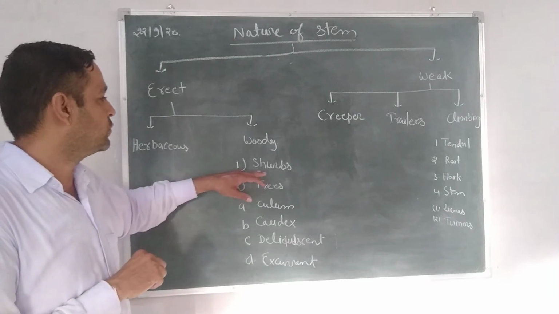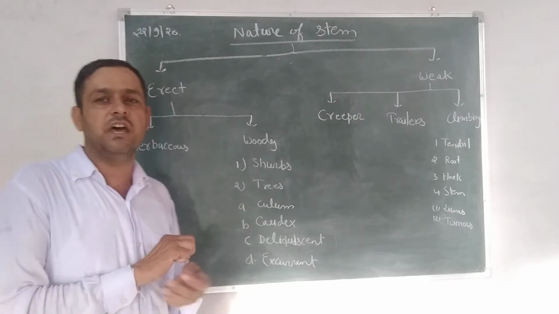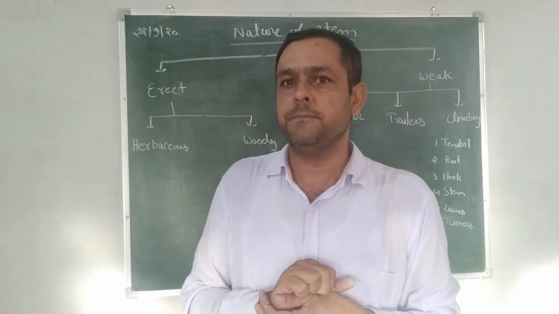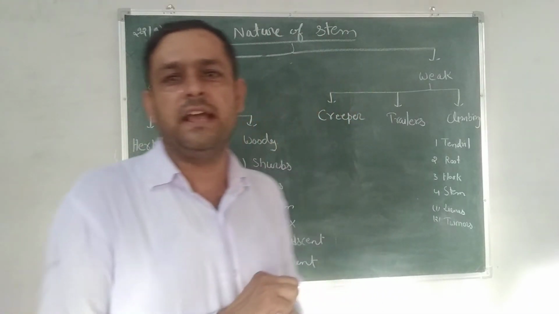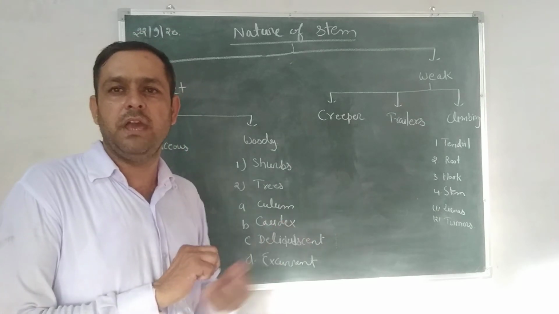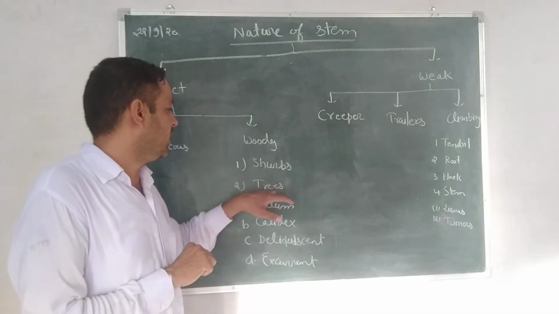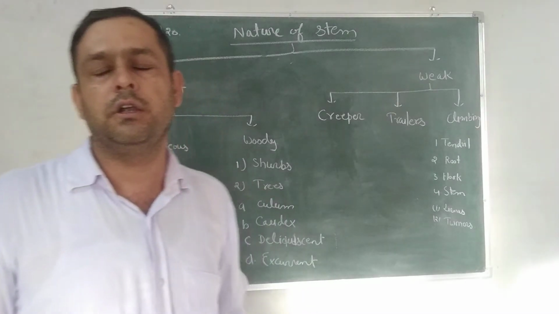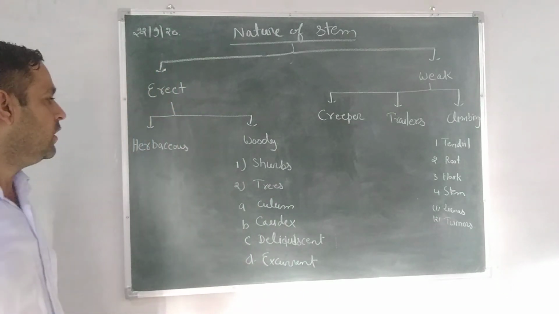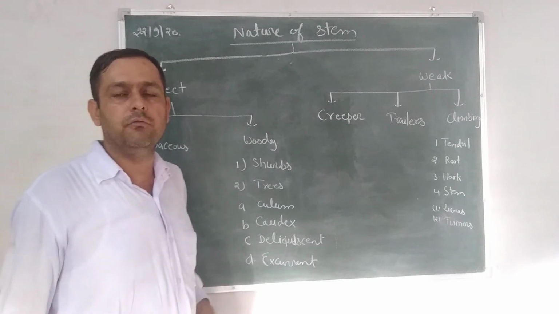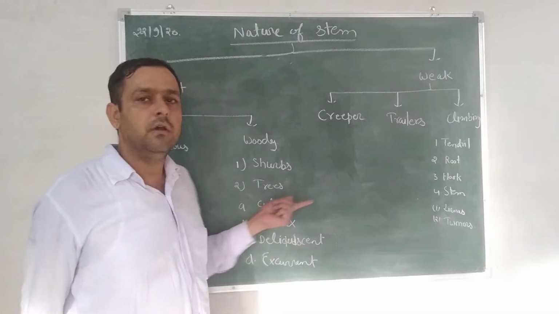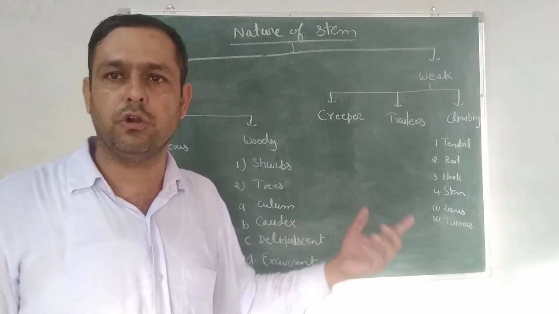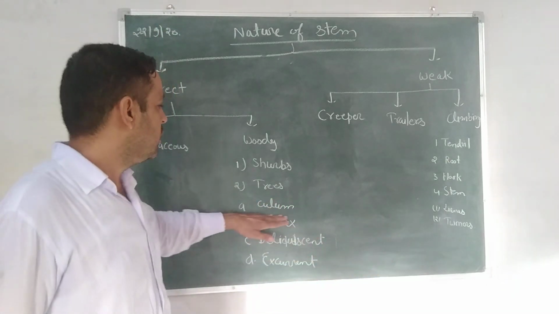These are also of two types, shrubs and trees. Shrubs means the stem is small and woody. Example, Ziziphus, meaning ber jhadi. Next, trees. Trees means the stems are much longer than shrubs, and they have wood in it.